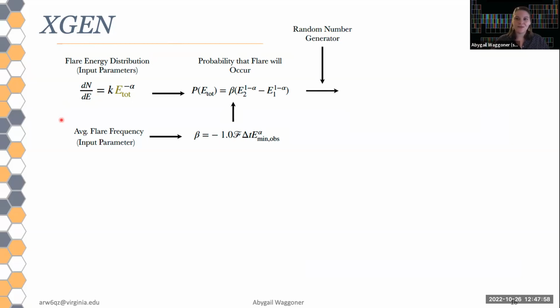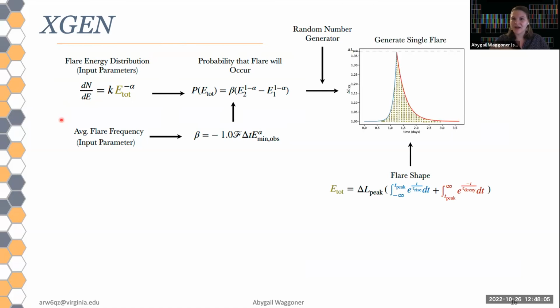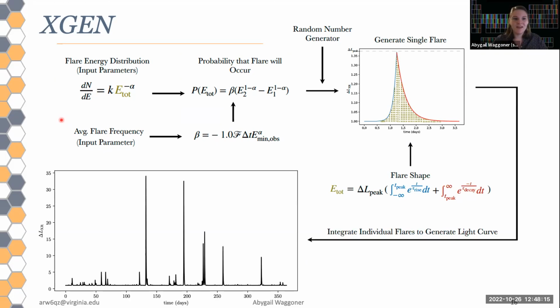At every point in which a flare occurred, we then construct a flare shape based on the total energy of the flare, using a uniform rise and decay time, and we construct individual flares. We then integrate all of the individual flares over the course of the model time to create a single light curve. So here is a modeled light curve from XGen, where you can see this is about a year. This is a year's worth of flaring, and we have some pretty strong flares here that can increase the luminosity by up to a factor of like 35.